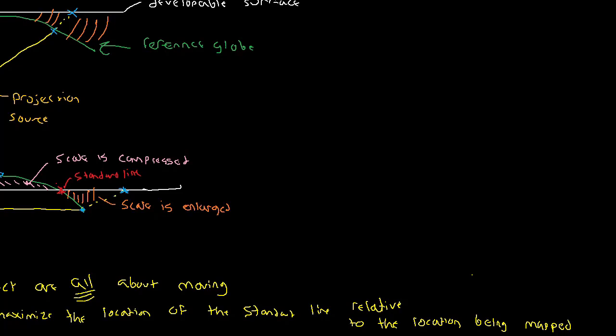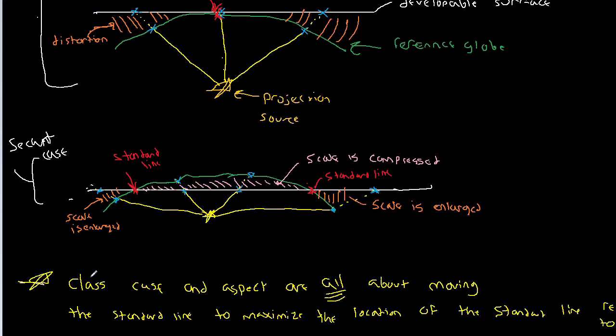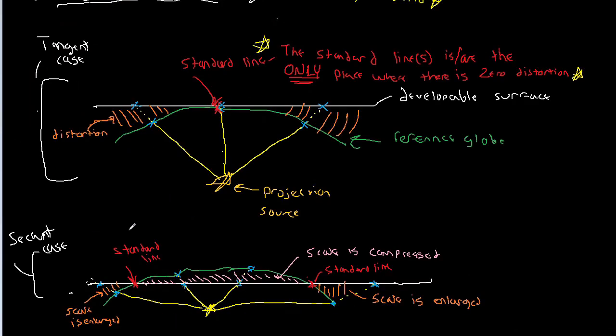Put another way, going back to our diagrams, right? The point of class, case, and aspect is to make it so that this red mark is as close as possible, or that these red marks are as close as possible to the areas being mapped, so that the difference between the developable surface and the reference globe is as small as possible over the areas that you care about. Let me say that one more time.